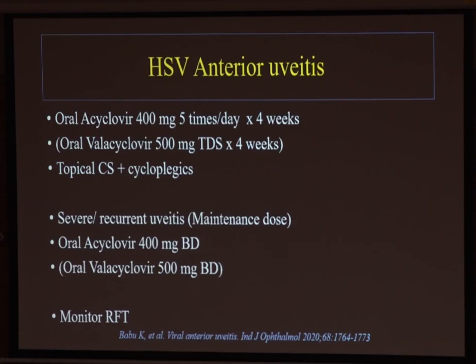But in those patients who have severe uveitis or recurrent uveitis, they need a maintenance dose, which is usually recommended as oral acyclovir 400 milligrams BD, which can go on for maybe 3 to 12 months. There's no consensus, but this is what the practitioners have gone over. Or oral valacyclovir 500 milligrams BD. Of course, these drugs are renal toxic, so you need to monitor the RFTs.